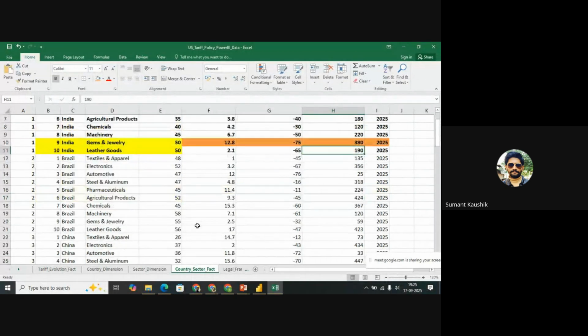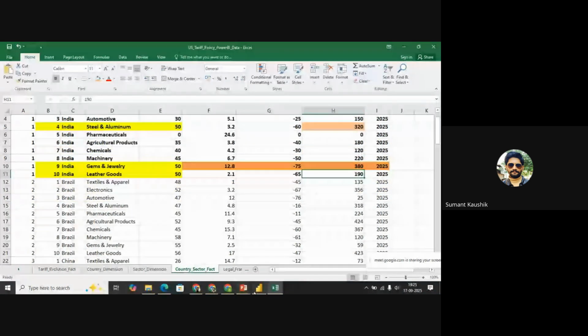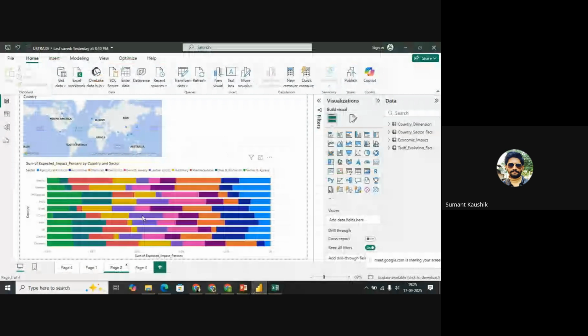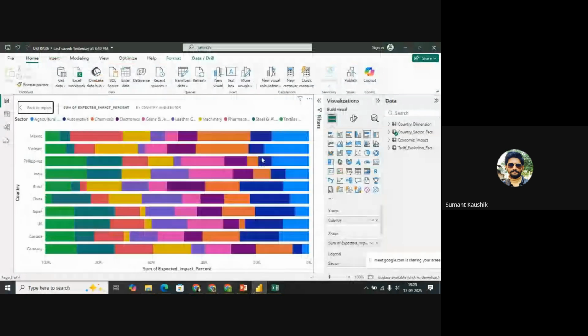Now we go by the country-wise analysis in particular sectors, and this we can do through Power BI. Here we have the expected impact percentage by country and by sector. So which are the prime sectors that will be most affected for each country, and from this we will get to know how each country's exports will be affected by the US tariff policy.